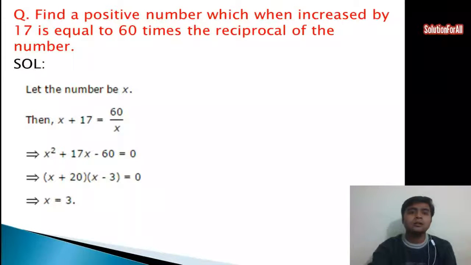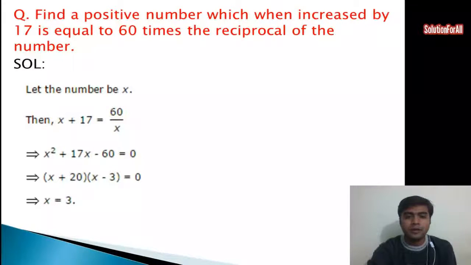So the next sum is find a positive number which when increased by 17 is equal to 60 times the reciprocal of the number. So we can easily proceed as per the question given over here. Let us consider that the number be x. So as per the question, x plus 17 is equal to 60 upon x. So we'll proceed as per the equation.